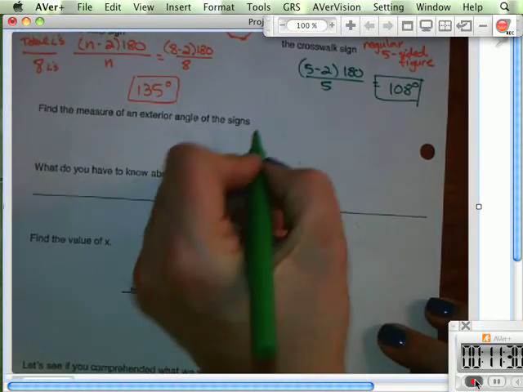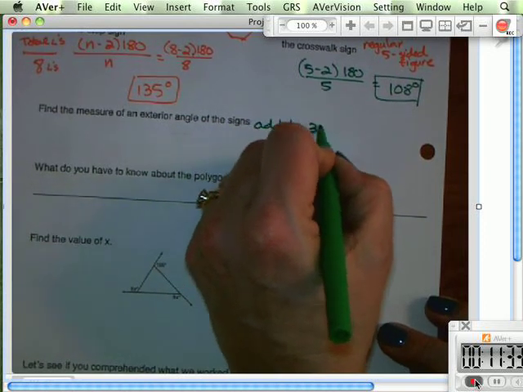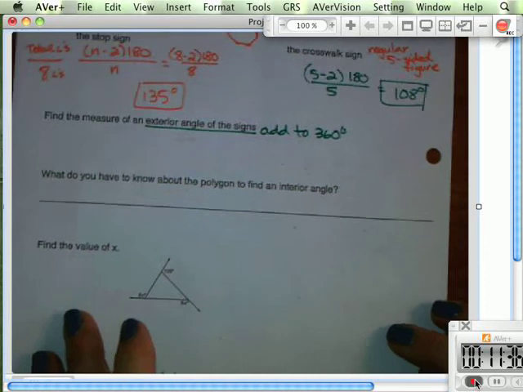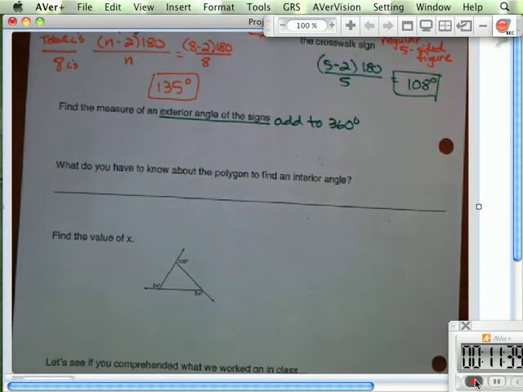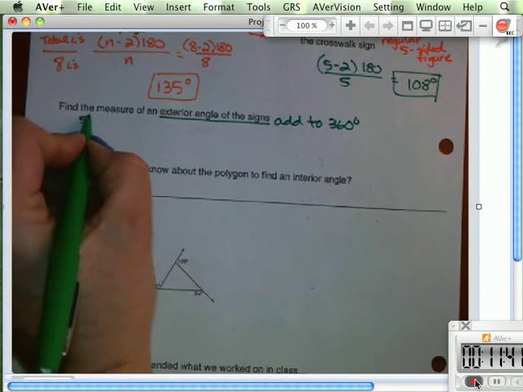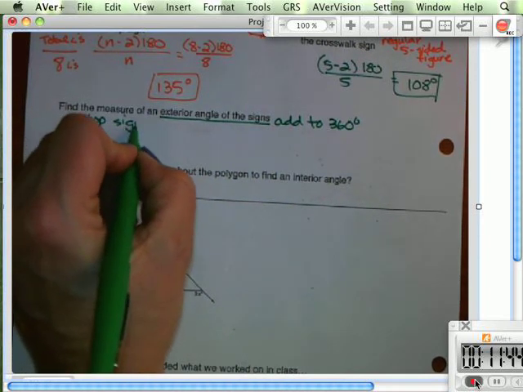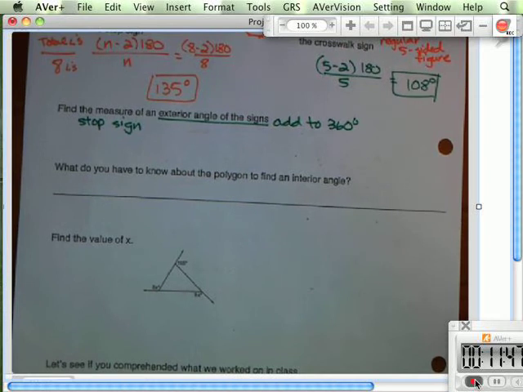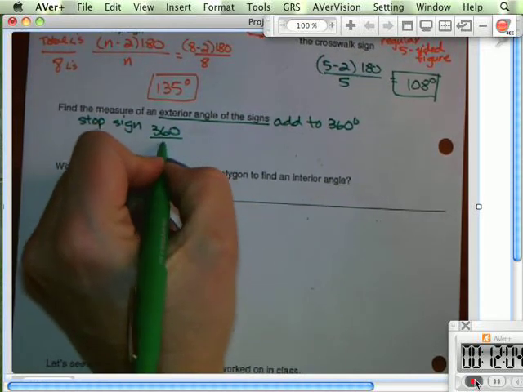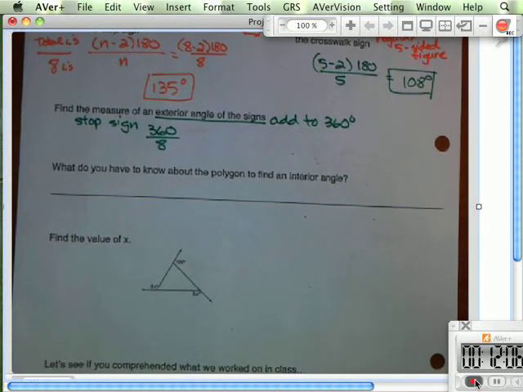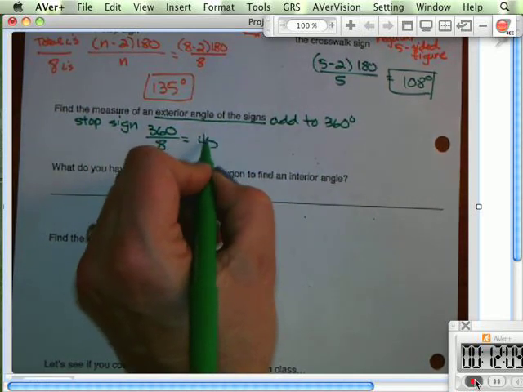So, all right, if I'm talking about the stop sign here, if it has 8 interior angles, it has 8 exterior angles. And I want to find out how big each of those are. I would take the total, which is what? Well, what do the exterior angles add up to? 360 divided by the 8 exterior angles. Each of them is 45 degrees.